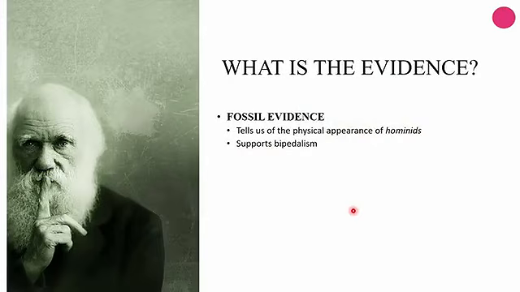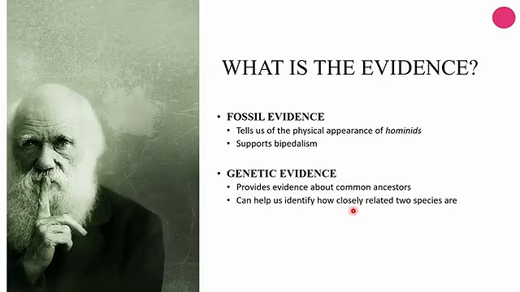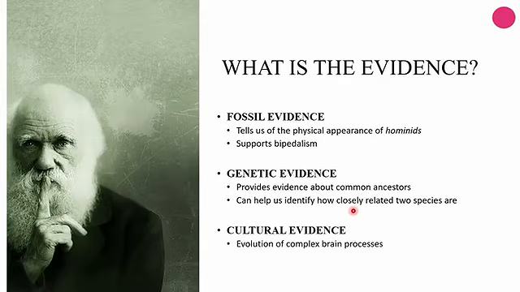Fossil evidence, which tells us of the physical appearance of hominids, and also a lot of it supports bipedalism, and we'll run through that. Genetic evidence, which Yolandi will touch on, giving us evidence about common ancestors and identifying how closely related 2 species could be. And then cultural evidence, which we won't spend too much time on today, which is evidence for complex brain processes, the development of weapons and things like that.